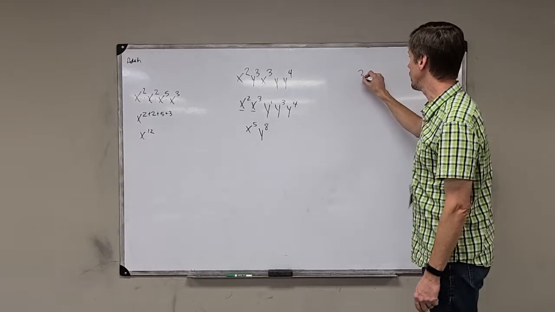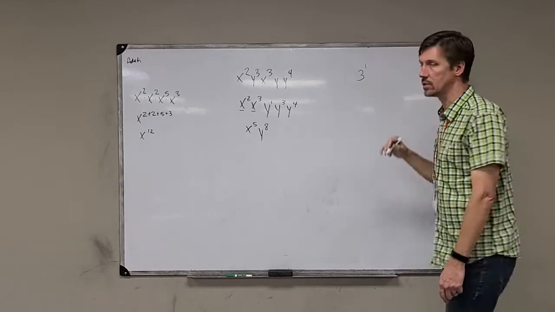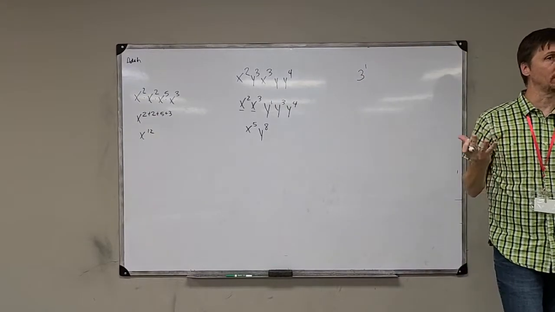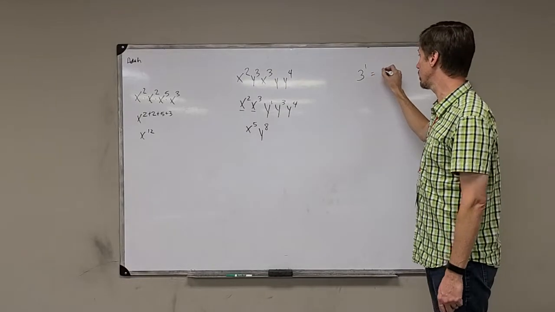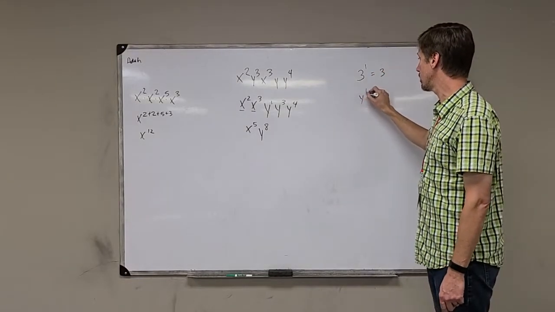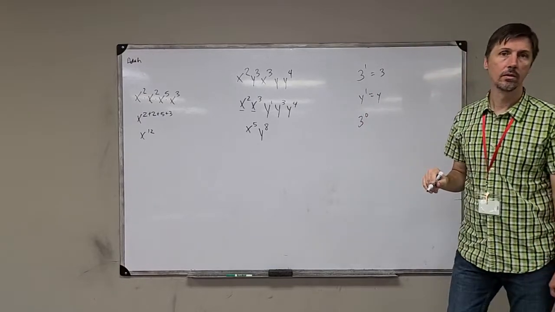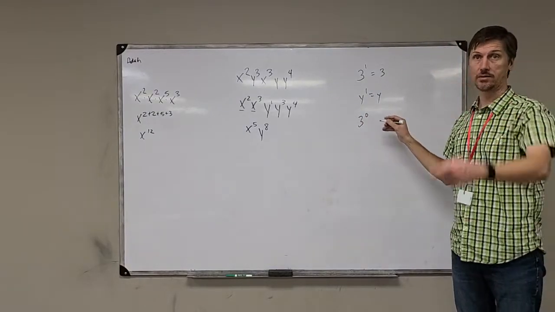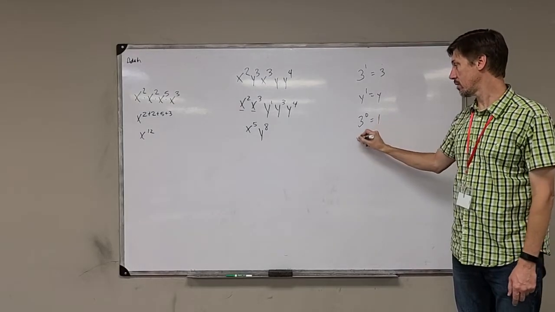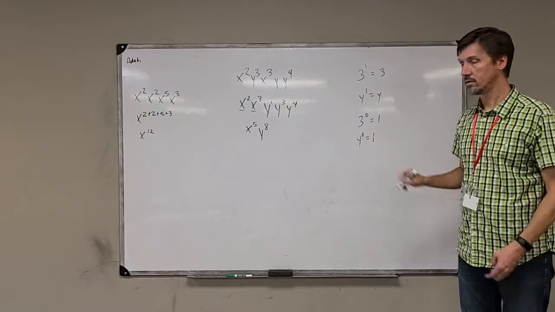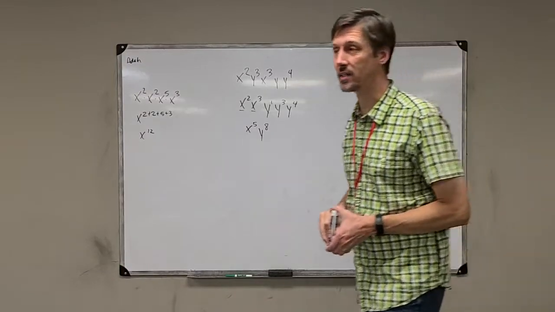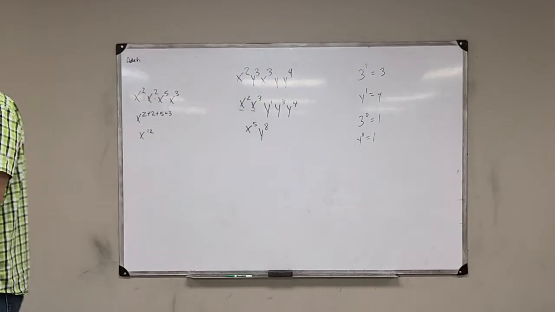If we have a number 3, we can think of that number as 3 to the first power. Anything to the first power is itself, all right? So 3 to the first power is 3, y to the first power is y. What about 3 to the 0 power? Anything to the 0 power is 1. So it's important that we remember that.